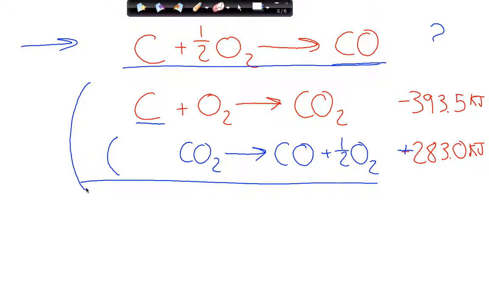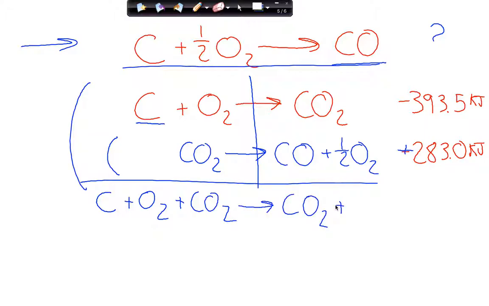So now that we've got the numbers inside correct, what we have to do is add them up. We're going to bring down all the reactants. So we've got a carbon, we've got an oxygen, and we've got a CO2. Now over here on the product side, we've got a CO2, we've got a carbon monoxide, and we've got half of an oxygen.